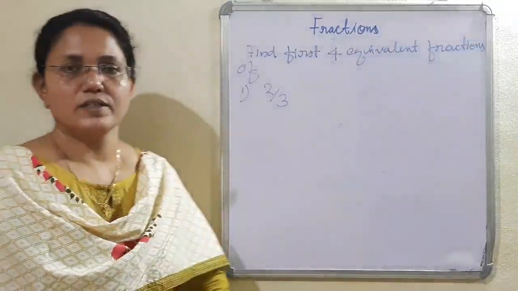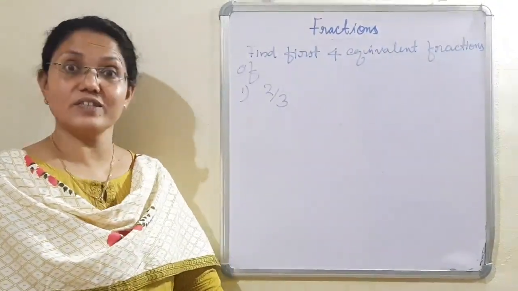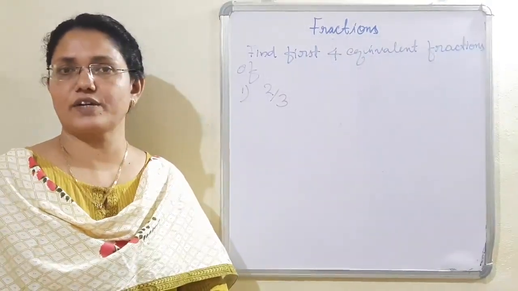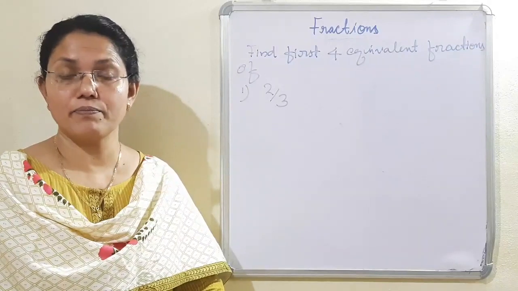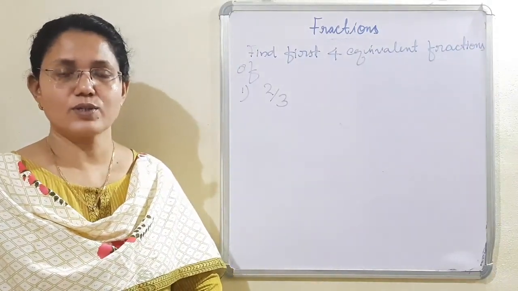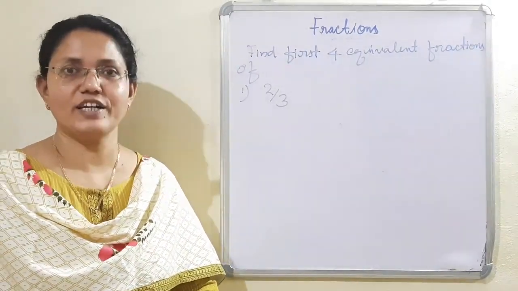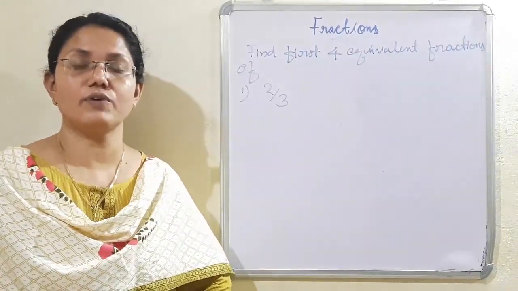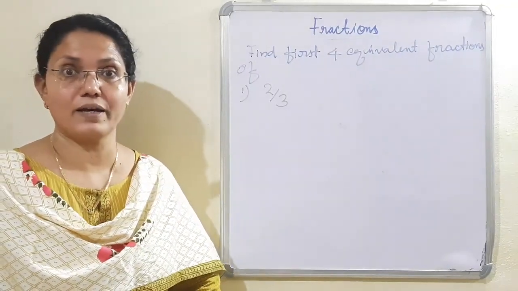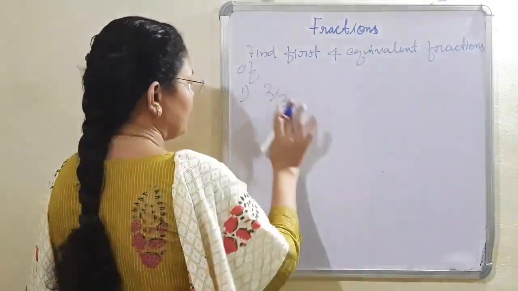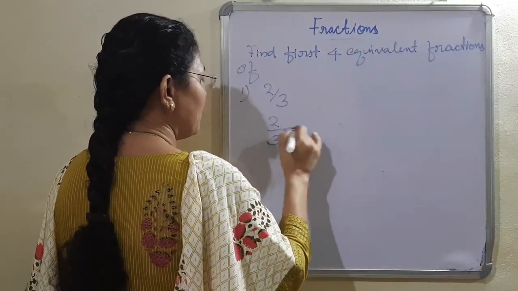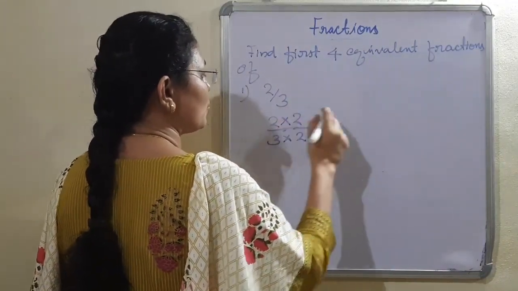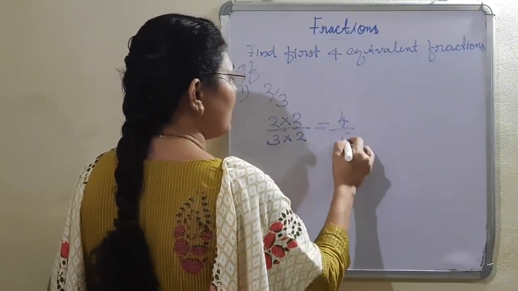Okay? Dear children, now we can find the first 4 equivalent fractions of 2 by 3. When you are finding equivalent fraction, do not multiply with the 1. Because a number multiplied by 1 is the number itself. There is no change in this fraction. So after 1, which number comes, we have to multiply with these numbers only. For example, 2 by 3. Multiply both numerator and denominator by 2. That is 2 2s are 4. 3 2s are 6.